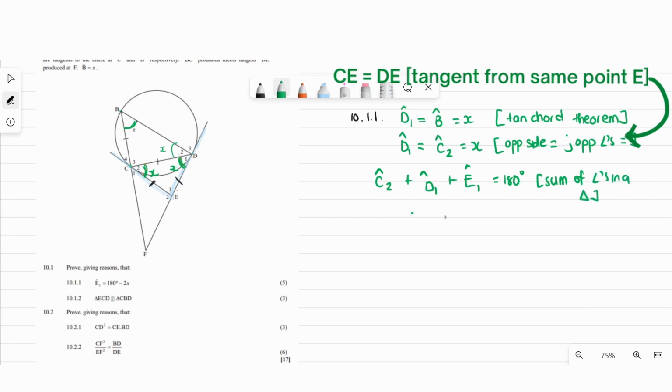So now we can substitute C2 and D1 as being x. So you're going to have x plus x plus E1 is equal to 180 degrees. This is going to give you 2x plus E1 is equal to 180 degrees. Take 2x to the other side, therefore E1 is going to be equal to 180 degrees minus 2x. Then you're done proving this.